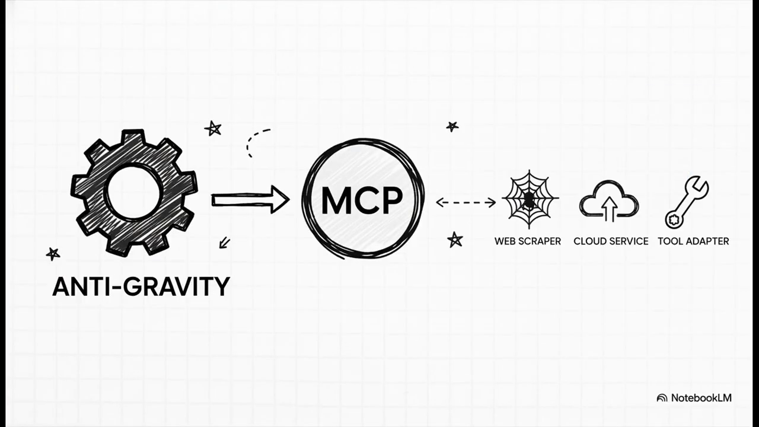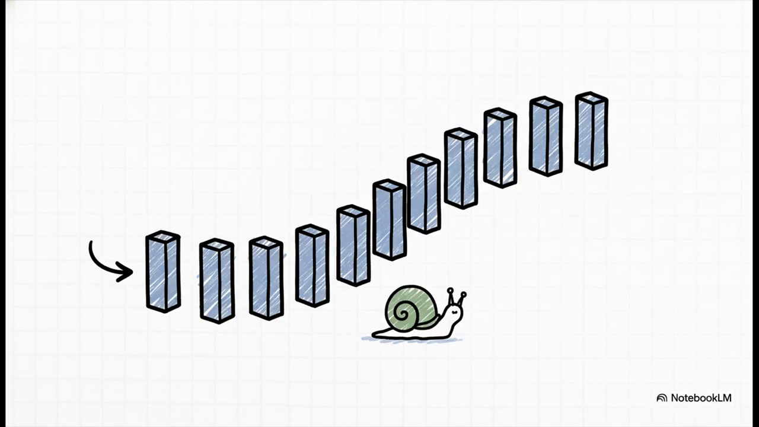And Anti-Gravity isn't some closed-off system. It uses something called MCP servers, which act like a universal translator, letting you hook up all sorts of third-party tools. So you could add a web scraper like Firecrawl, for example, just by pasting its documentation right into the chat. The agent just figures out the rest. It's amazing.